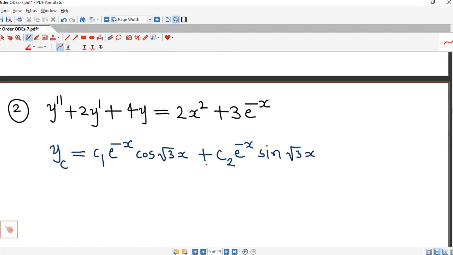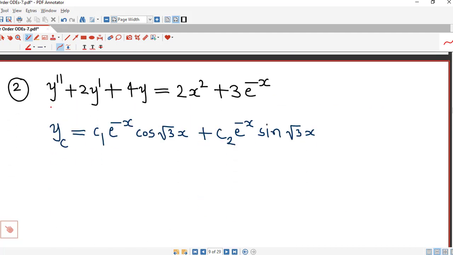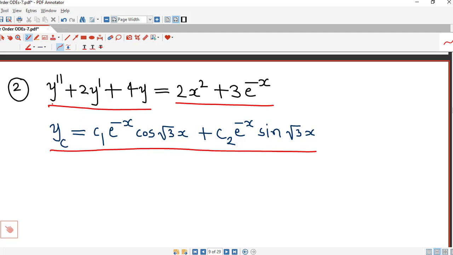We consider some more problems. This is the given differential equation, y double dash plus 2y dash plus 4y equal to 2x square plus 3 into e raised to minus x. I have written the complementary function. You can find it by solving the corresponding auxiliary equation, lambda square plus 2 lambda plus 4 equal to 0. So I have written the complementary function of this equation directly.